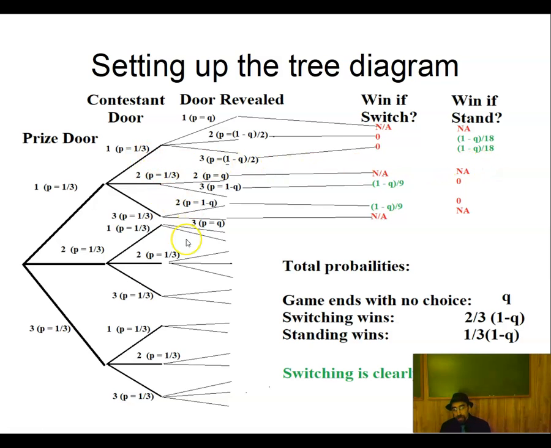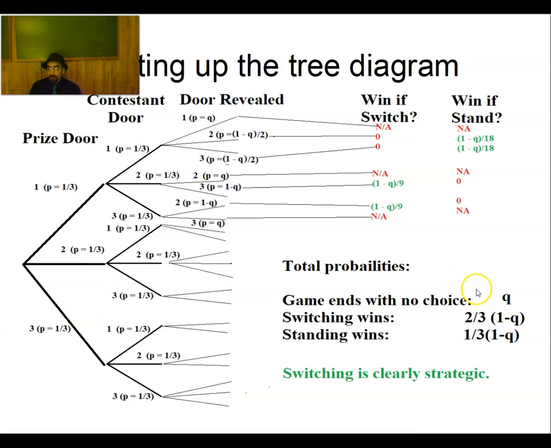Now, let's multiply all those by 3 for the 3 different doors that the prize could be behind. And we get that you'll win if you switch with probability 2/3 (1 minus q). You'll win if you stand with probability 1/3 (1 minus q). And with probability q, the game will end with no choice. Endgame will be triggered. No surprise about that.